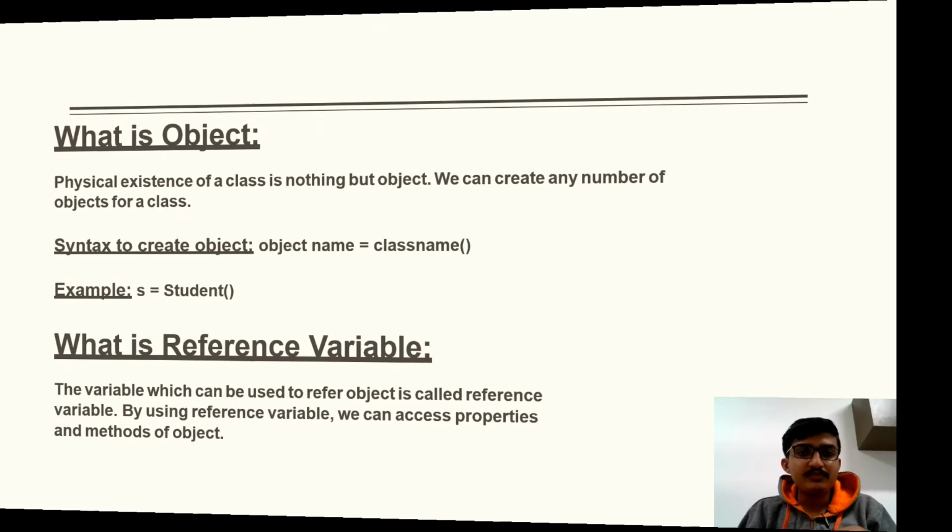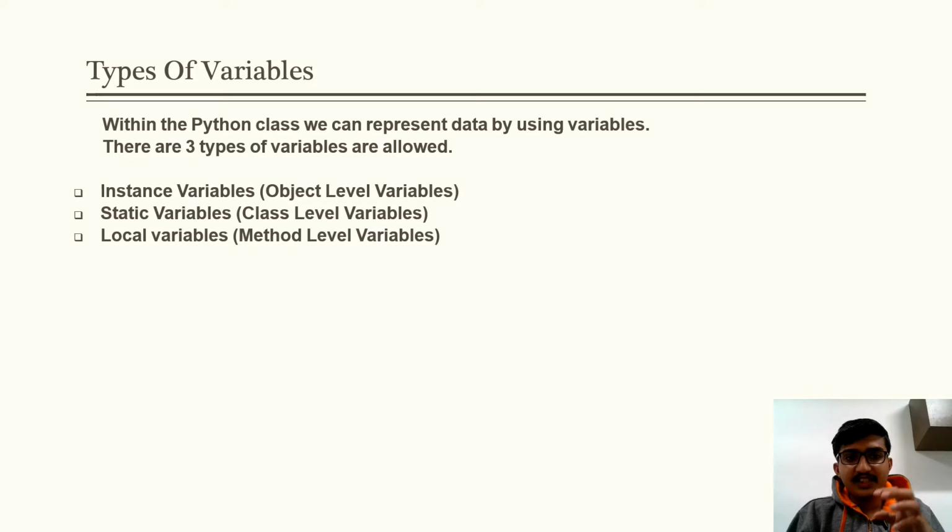Now, there are three types of variables in Python we write inside the class. Within the Python class, we can represent data by using variables. There are three types of variables which are allowed in Python: instance variables, which are object level variables, static variables, which are class level variables, and local variables, which are method level variables.